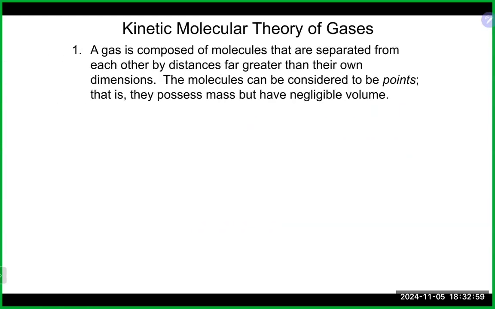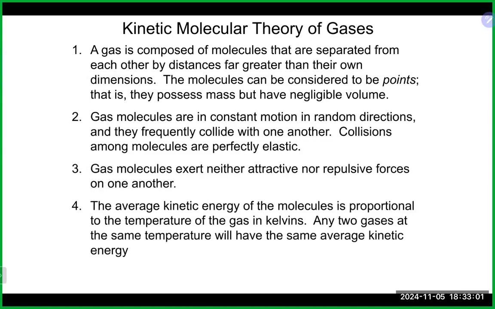All right. So let's talk a little bit about the kinetic molecular theory of gases. A gas is composed of molecules that are separated from each other by great distances. And the molecules can be considered points, which means that they consist of basically no volume themselves. So this is one of the reasons that makes something an ideal gas: the volume of the gas molecule itself under ideal conditions is extremely small compared to the volume of the container they're flying around in.